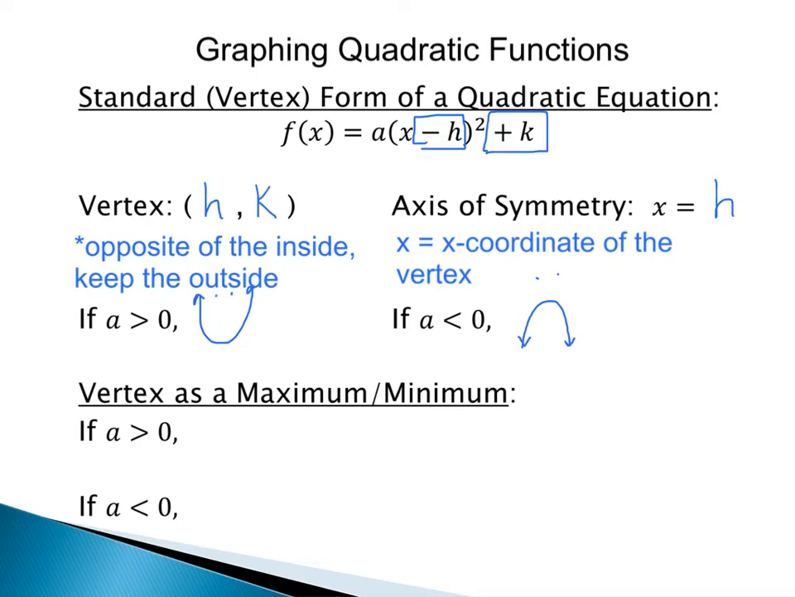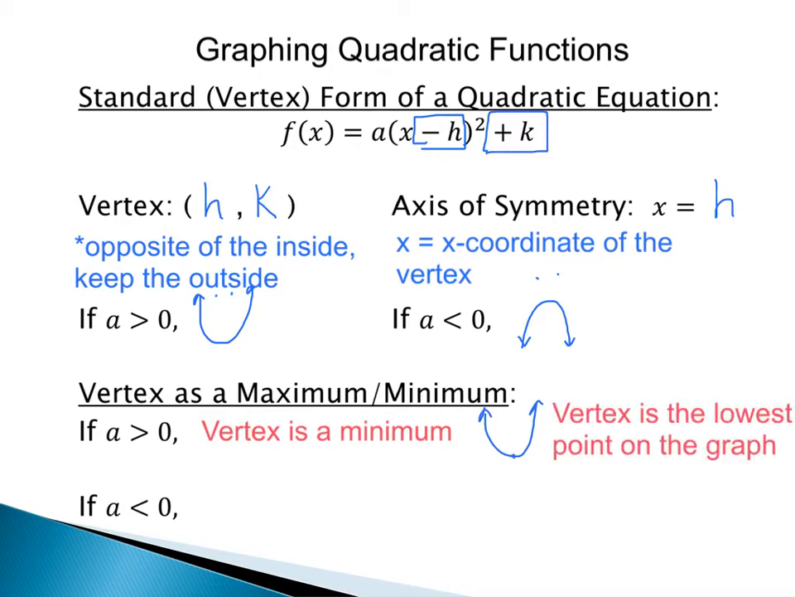The vertex then can be considered either a maximum or a minimum. If a is greater than 0, then the vertex is a minimum. And the reason for that is that if a is greater than 0, going back to the example that we just had, that means it's facing upward, which means that your vertex is the lowest point on the graph. Versus if a is less than 0, that means that a is negative. That means that the vertex is a maximum because, again, if we think of the picture, it's facing downward, so that vertex point would be the highest point on the graph, which means it would be at maximum value.